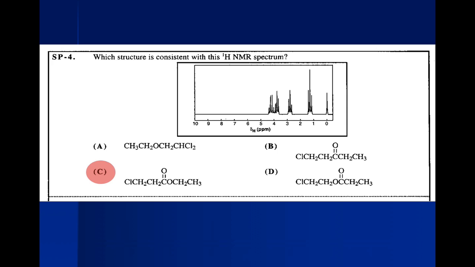So we have 2 triplets, right? Which one is this one? This is the one just under 3, and this one is the one just under 4. All that data comes together to tell us what we have as a structure.